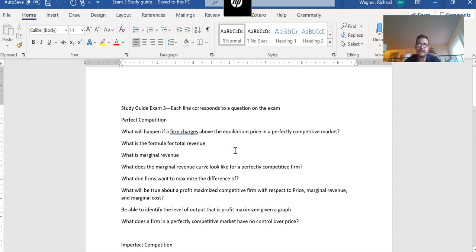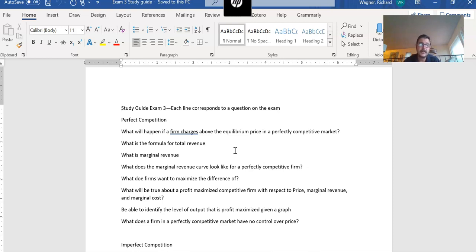Okay, so I've broken up the study guide into sections based on the chapters, and you can be pretty sure that the test is going to be structured that way too. Okay, so we started out back in, I think, chapter 8, talking about perfect competition. And these questions are going to have some answers that are very similar, and then there's going to be the one that is the most correct.